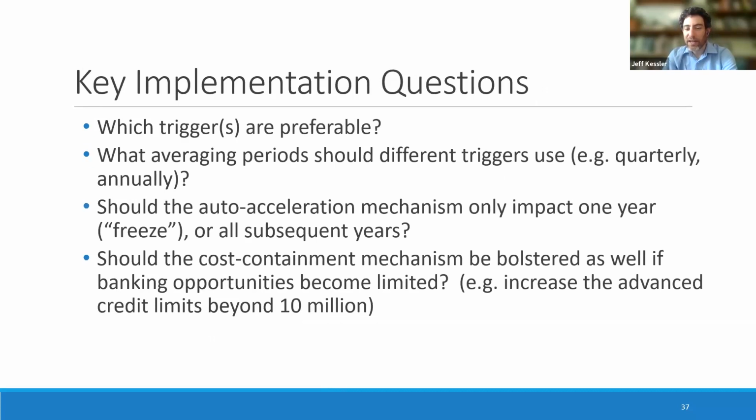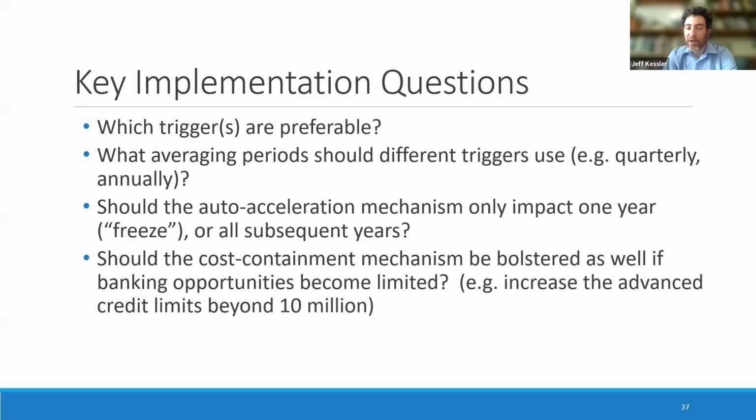Additionally, staff have key implementation questions that we are seeking further feedback on. Which trigger or triggers are preferable? What averaging periods should different triggers use? Should an auto acceleration mechanism only impact 1 year and then allow the schedule to return to its prior targets, or should it impact all future benchmark years?